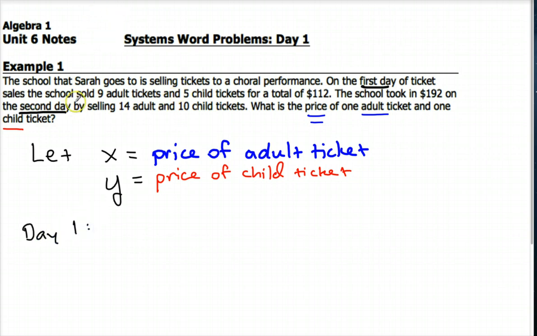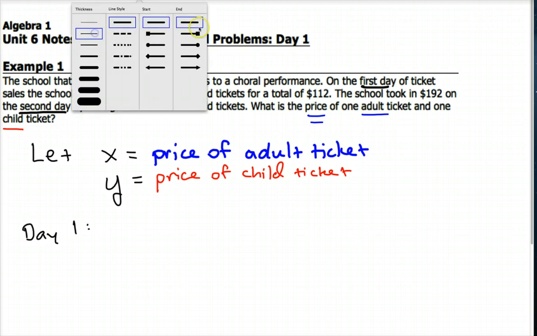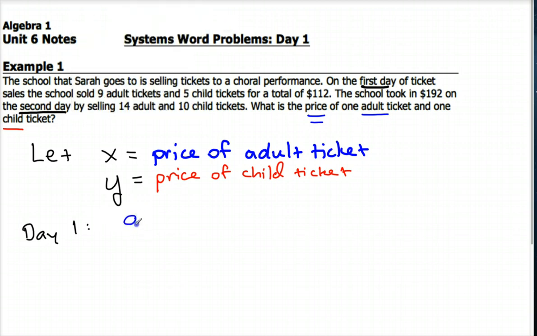We know that the school sold 9 adult tickets. So I'm going to write the expression 9x to represent the money that they gained from adult tickets. If x is the price of 1 adult ticket, then 9 times x would be the money they took in just from the adult tickets. I'm going to add to that the money they took in from child tickets.